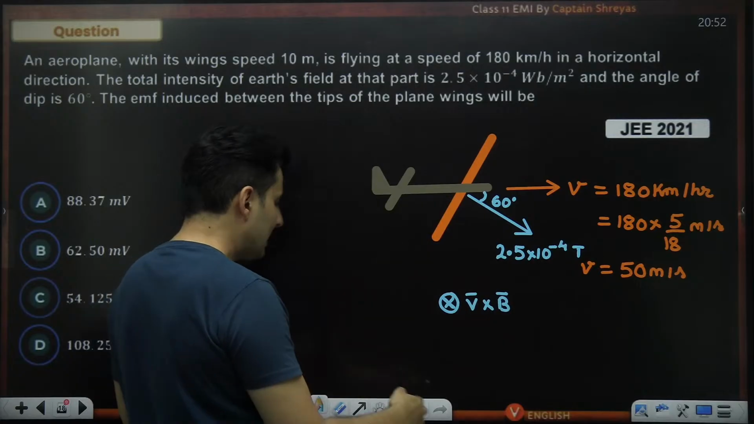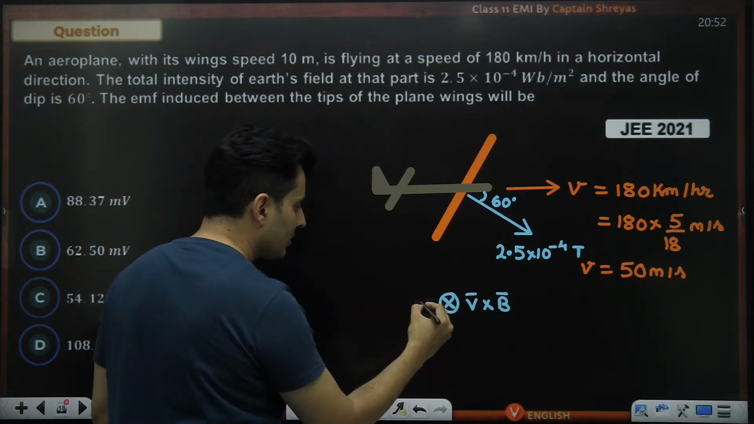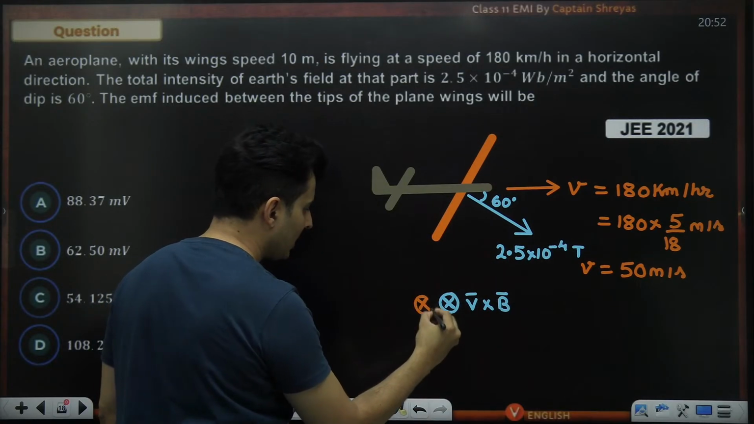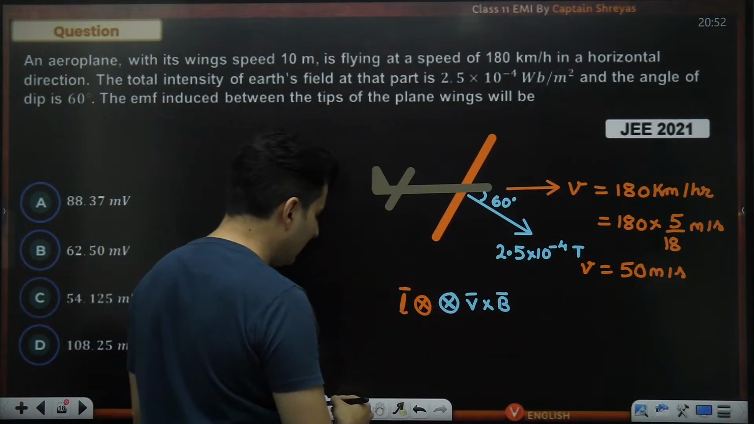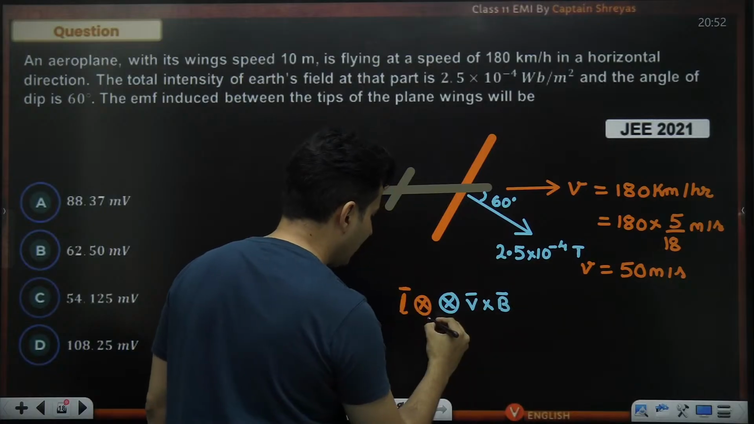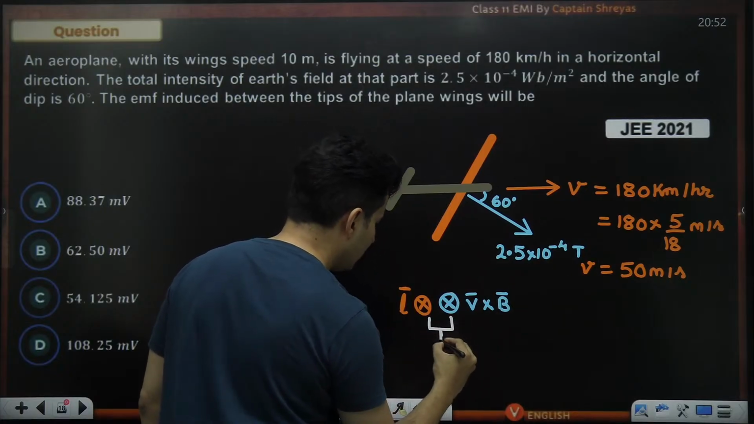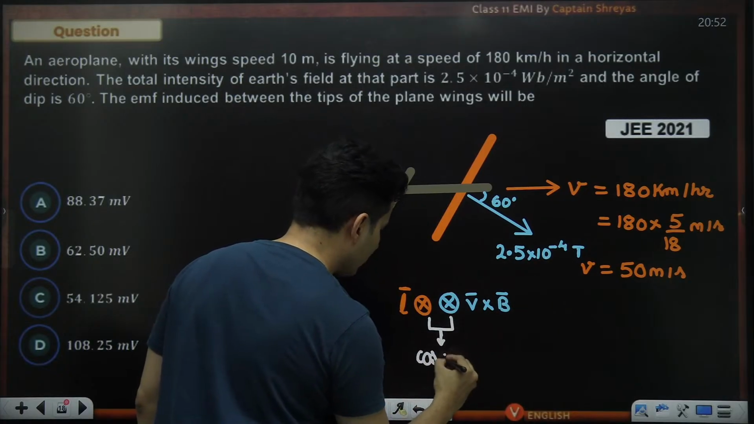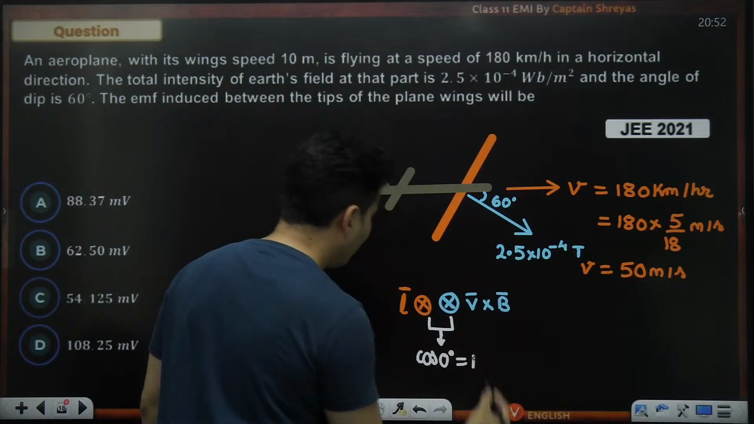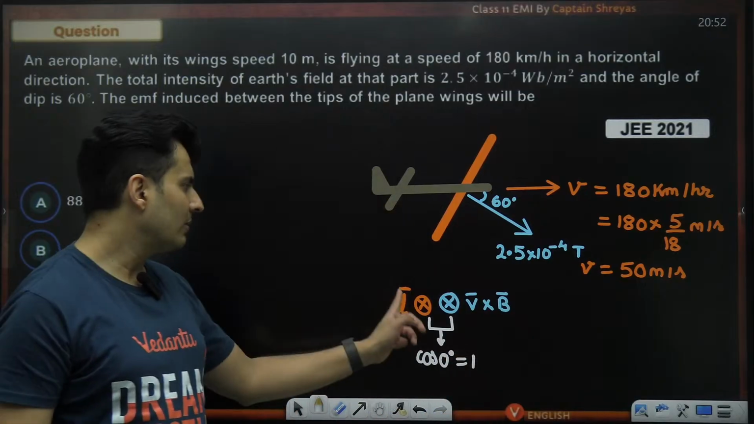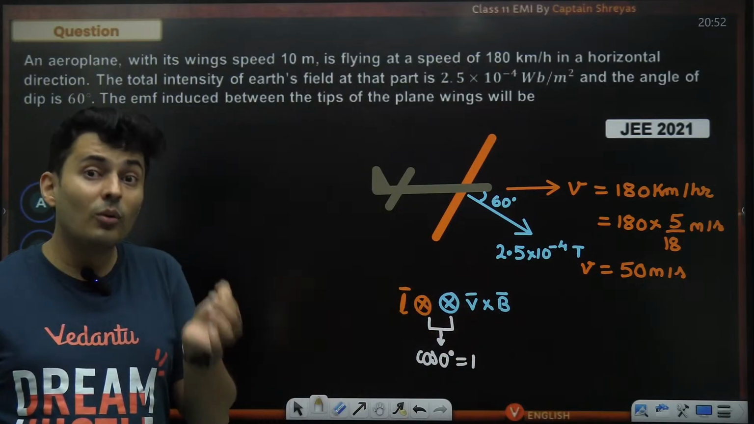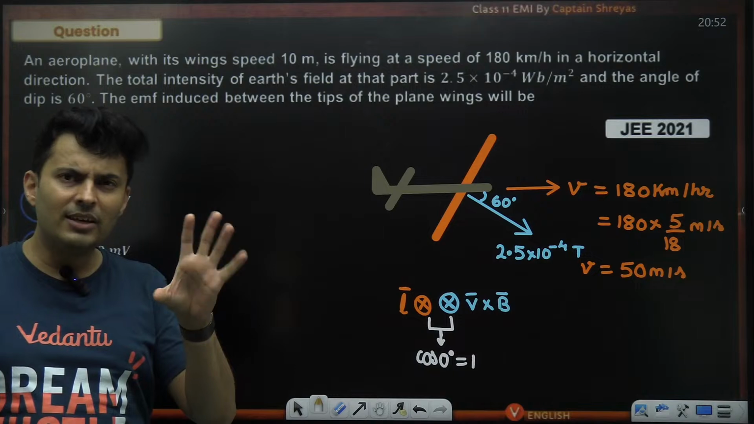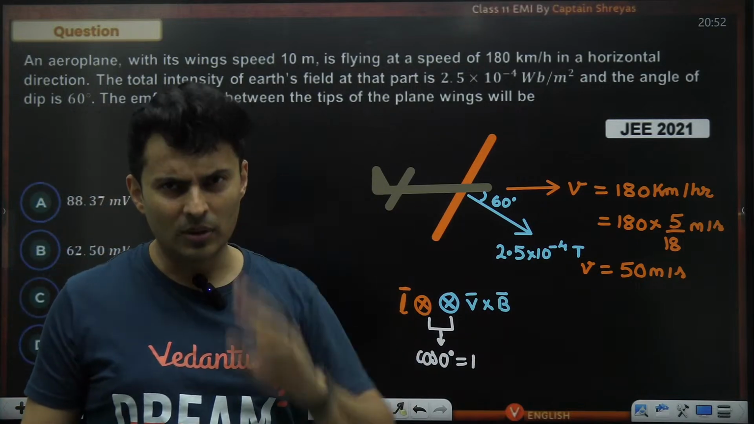But the length of the wing is also going to be inside. So the angle between both of them is 0 degree. So cos of 0 degree is 1. Why did I take cos 0? Because I have to do the dot product of length and V cross B. So the dot product will be LVB cos 0, like that.